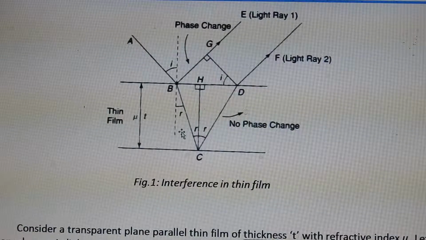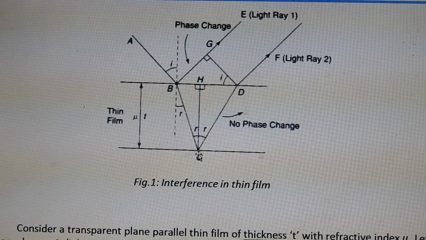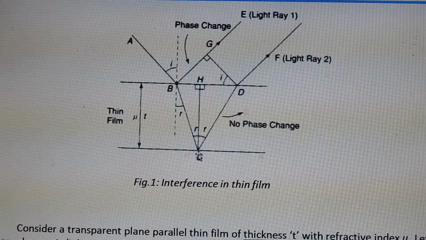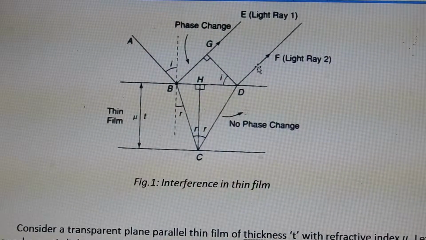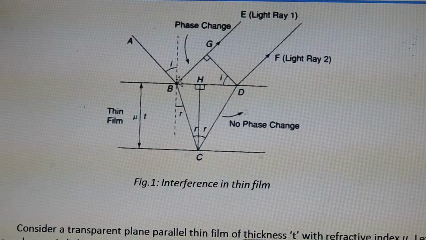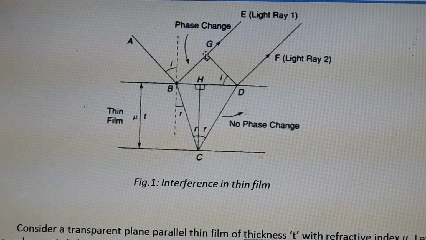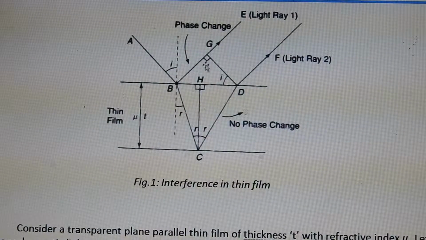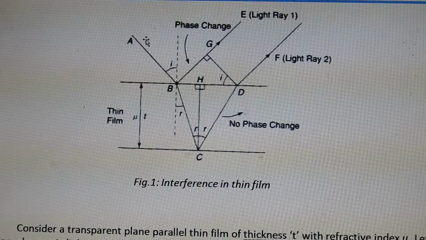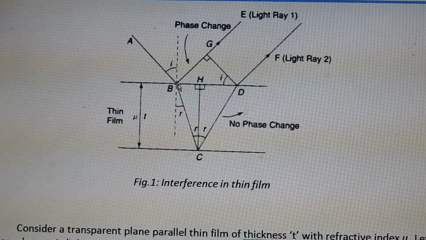After that, it refracts and is incident on the second surface of the thin film, reflects back, and emerges out from the thin film. Another part of the light ray is reflected back at the top surface of the thin film, and it emerges out like this. So a light ray is coming, incident on the thin film.